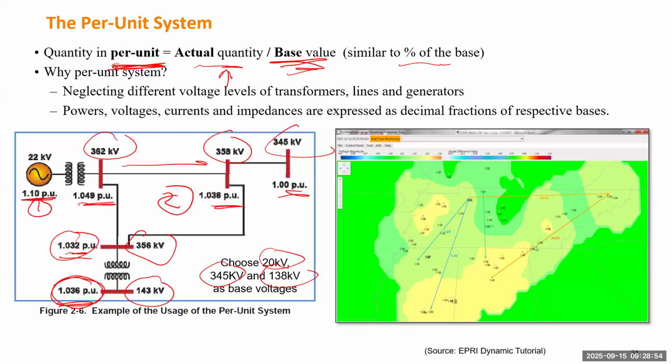So for example, this is 1.0, this is 1.04, and 1.06. By looking at those data, we understand the voltage is pretty close to their nominal value, even though their actual voltage levels can be very different. So you can quickly recognize some areas have slightly higher voltage, some areas have slightly lower voltage. So it's very convenient using per unit values.